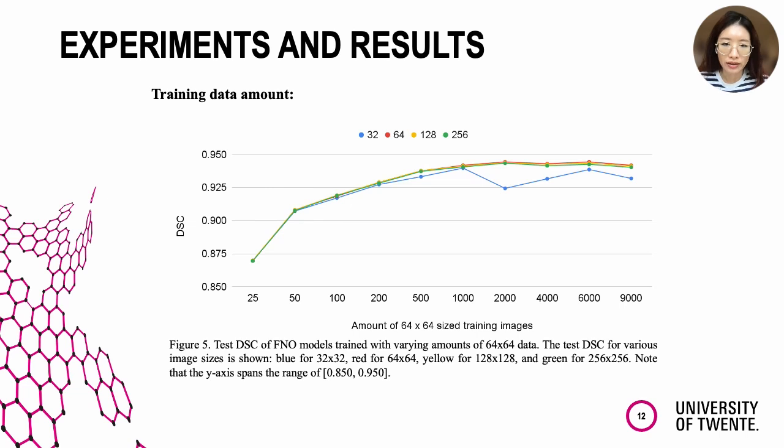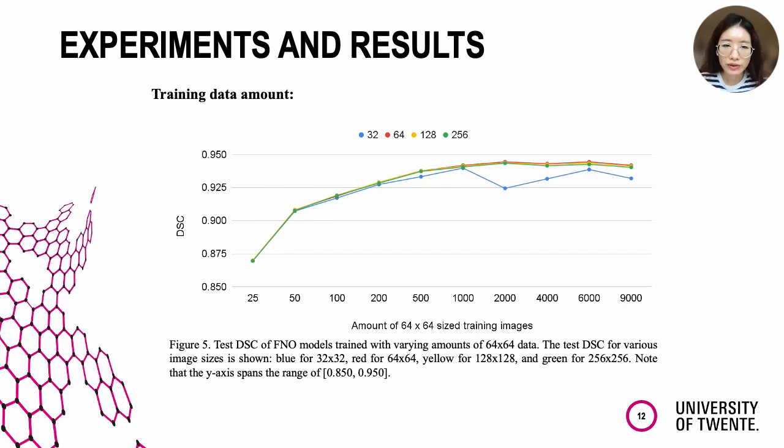So here we conducted an investigation into this impact, and to ensure diversity in our experimentation, we focused on the pericardium segmentation dataset, because this is a relatively larger dataset with 154 CT scans. So the figure here shows the dice similarity coefficient of the FNO models trained with different amounts of data from 25 to 9,000 images and evaluated at varying image sizes from 32 by 32 to 256 by 256.